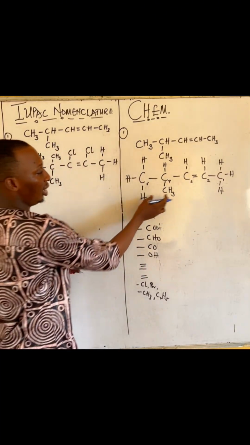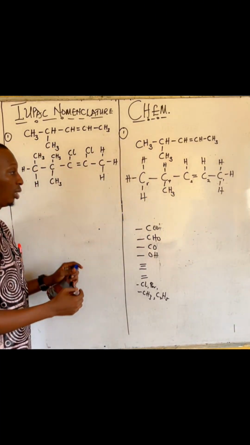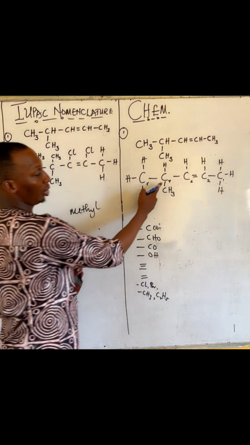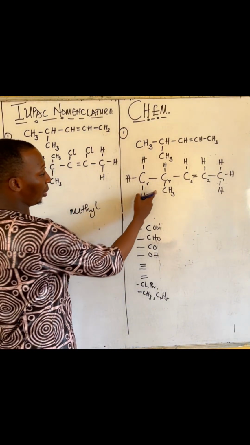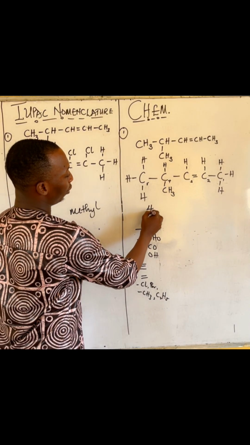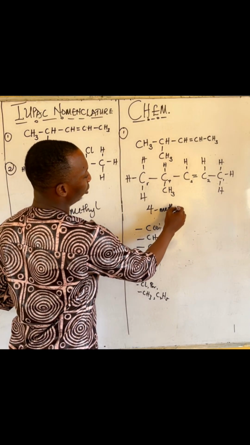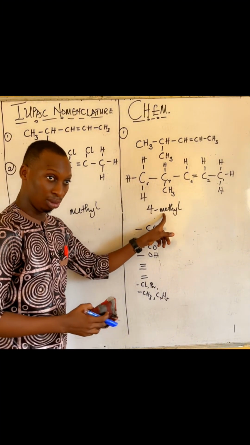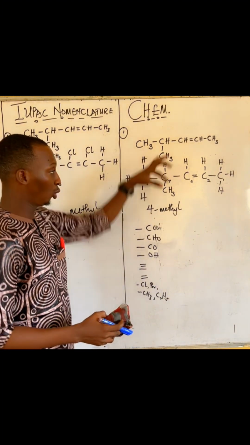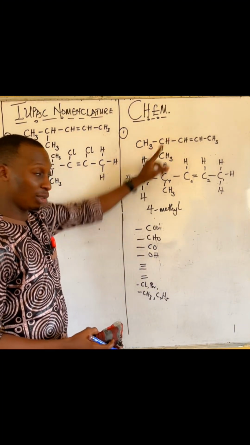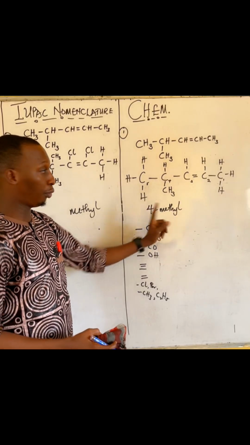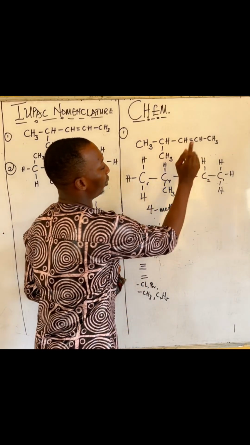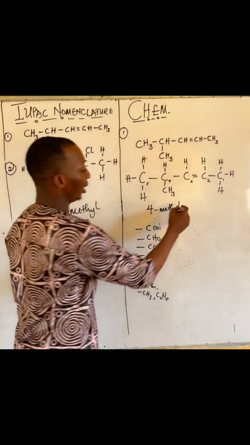Now, don't forget, this is an alkyl group, particularly methyl. And the methyl is on which carbon? It's on the 4th carbon. So this particular compound takes the name 4-methyl. I need to state the position of the methyl in that structure. So the methyl is on the 4th carbon. That's why it is 4-methyl. 4-methyl what? A hydrocarbon with 5 carbons is pent.